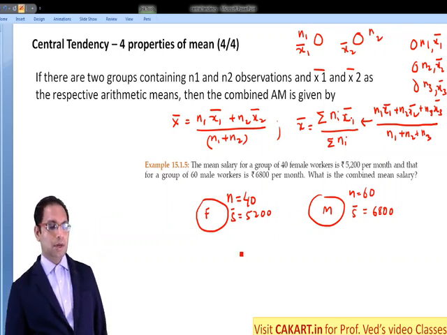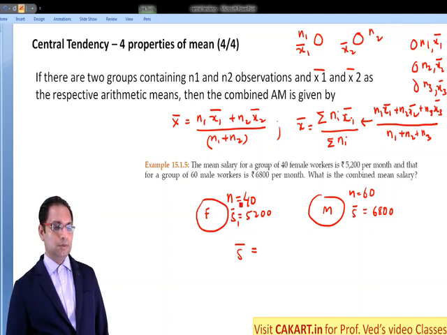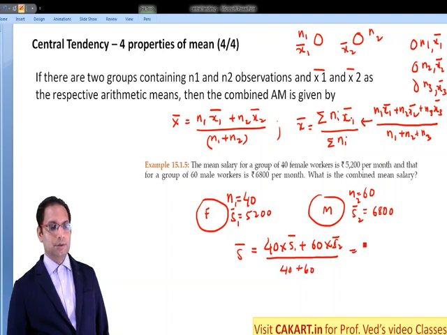Fine. So what is the combined mean? So we'll say the combined salary is equal to n1 s1 plus n2 s2, that is, the number of observations multiplied by the mean salary for each group, divided by the total number of observations. The total number of observations is 40 plus 60. So 40 into 5,200 plus 60 into 6,800 divided by 100.